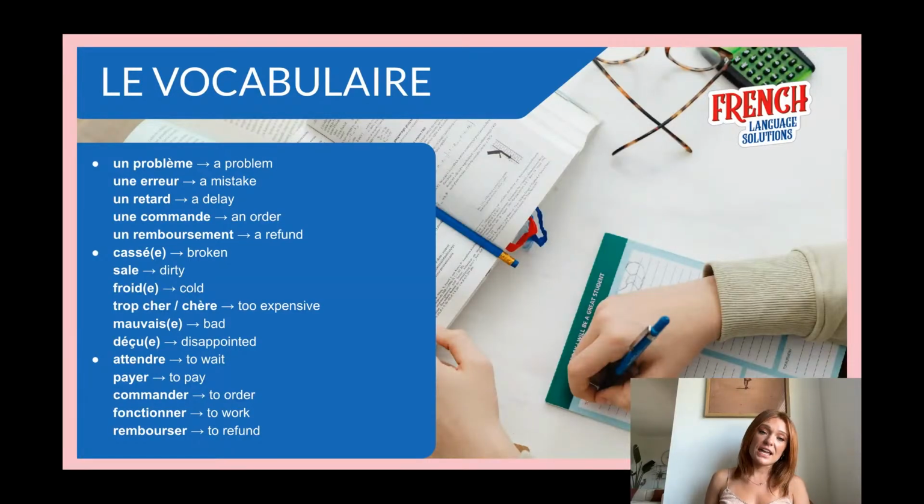Then a delay. For example, like here, you order something and it's delayed. So if you want to say a delay, un retard. Un retard is a delay. Do not pronounce the D. Un retard. An order. If you want to say an order, it's une commande. Une commande. Don't pronounce the last E. Une commande. Then a refund. A refund is un remboursement.